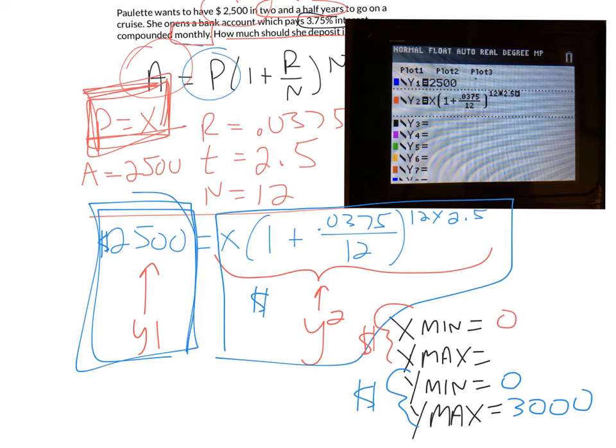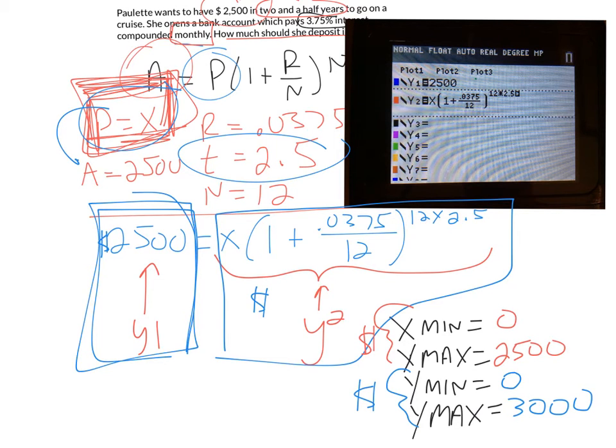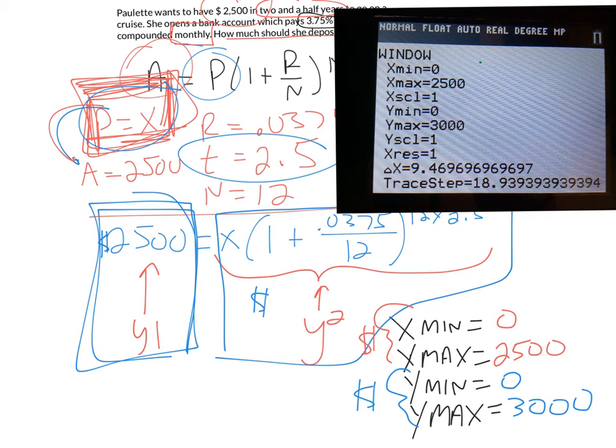So I know she can't invest a negative amount of money, so my X min should be 0. And what should a good X max be? X is how much she has to invest in order that after 2.5 years she ends up with 2,500. So somehow she's going to invest in between 0 and 2,500, and then in 2.5 years she's going to end up with the 2,500. So probably my X value is going to be less than 2,500. It wouldn't make any sense if X is more, so that's why I'm going to set my viewing window this way. X min is 0 and X max is really 2,500 because my answer is going to be in between 0 and 2,500.